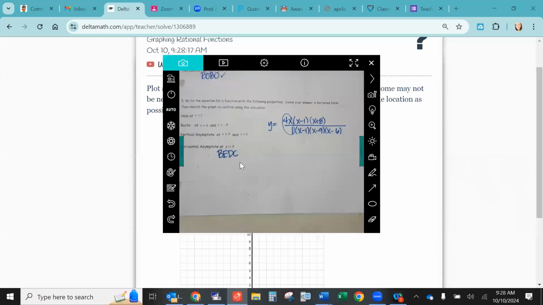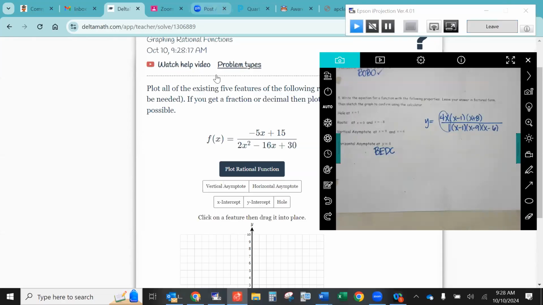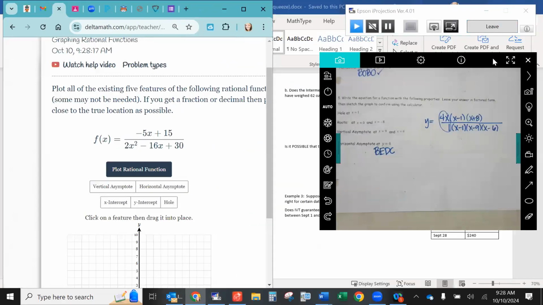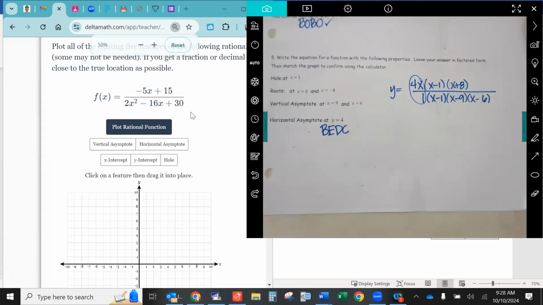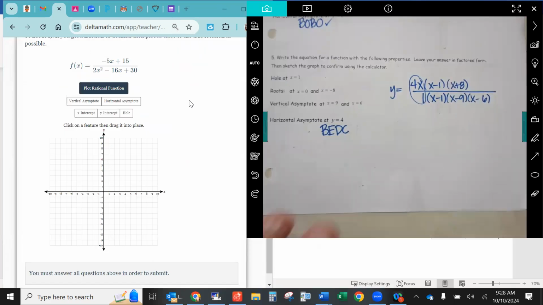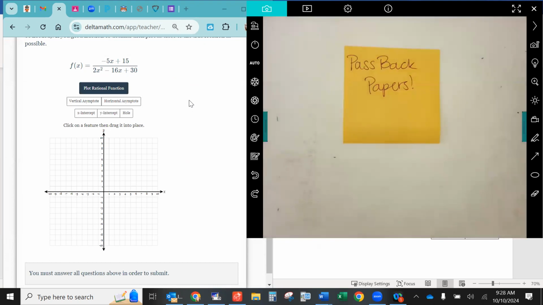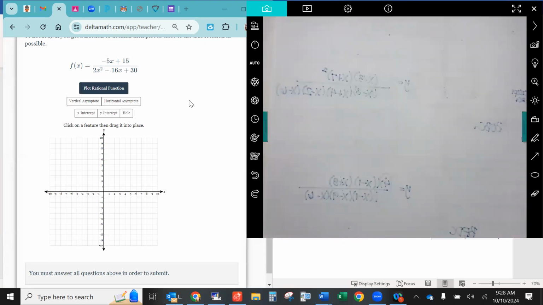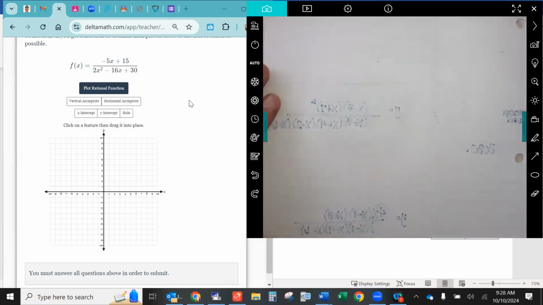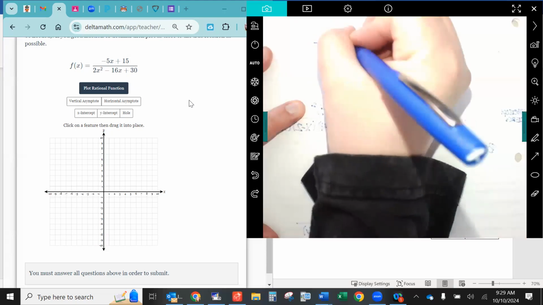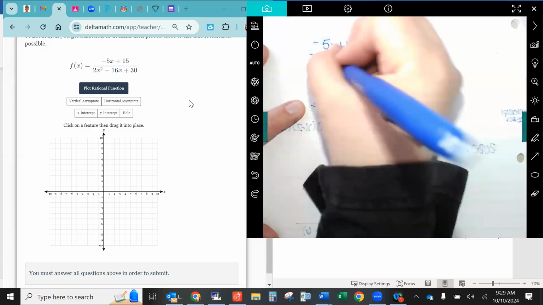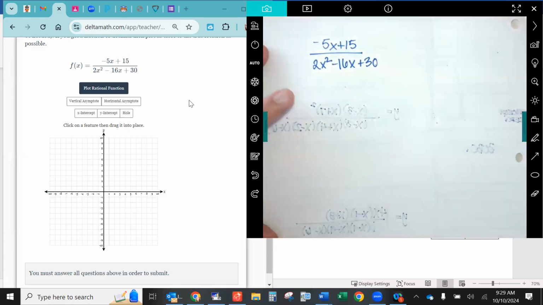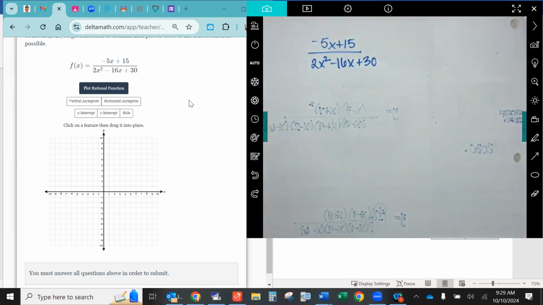Okay, so this is your first one. First thing I want you to do is, I think the back side of your notes is blank. Let's write the question down. It's negative 5x plus 15 over 2x squared minus 16x plus 30.